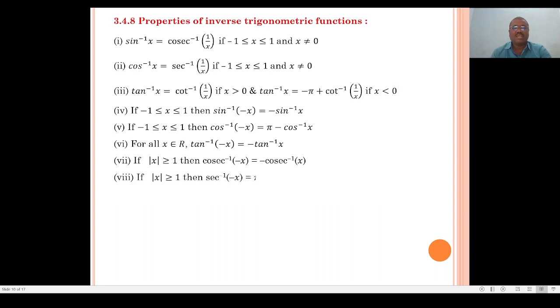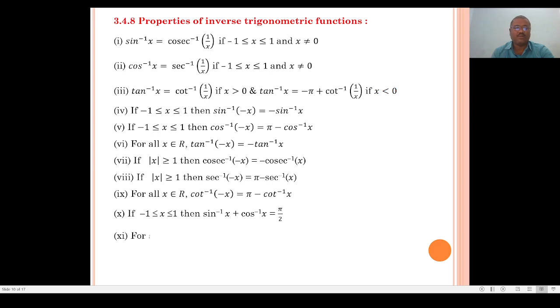If mod x is greater than or equal to 1, sec inverse minus x equals pi minus sec inverse x. For all x belongs to R, cot inverse minus x equals pi minus cot inverse x. If minus 1 less than or equal to x less than or equal to 1, then sin inverse x plus cos inverse x equals pi by 2. For all x belongs to R, tan inverse x plus cot inverse x equals pi by 2. And for x greater than or equal to 1, cosec inverse x plus sec inverse x equals pi by 2.